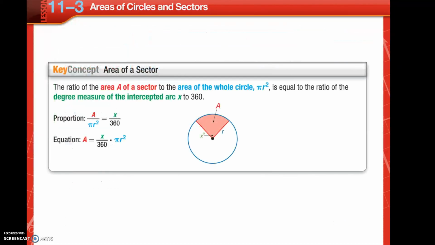Area of a sector. So if you remember when we wanted to find the length of this arc, we took the angle here divided by 360 to find what fraction of the circumference it is, and then multiplied by the circumference. So if I want to find this section, I'm going to do the same thing. I'm going to figure out what fraction of the circle that is, and then multiply it times the area.